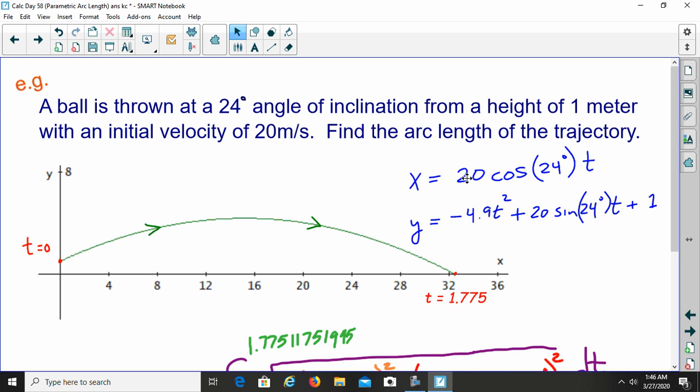Next, we could graph that on a calculator and find when the ball lands. Now, the ball lands when the y-coordinate is 0. So if I plug 0 in here and solve this for t by using the quadratic formula, you'll get t to be about 1.775. That means from the time we release the ball at time 0, the ball is in the air for 1.775 seconds, because that's the time that the ball lands.